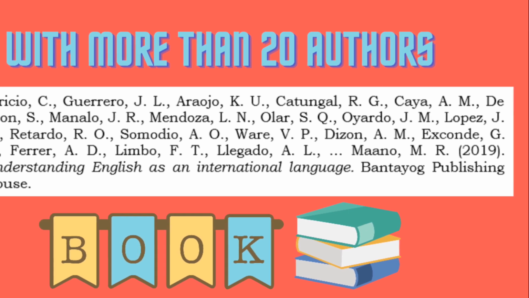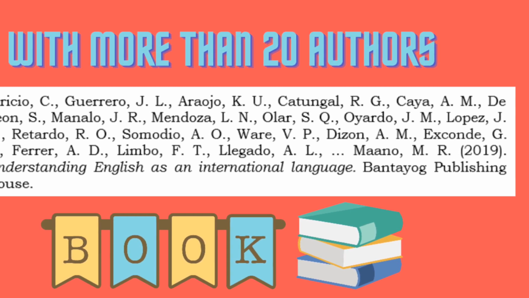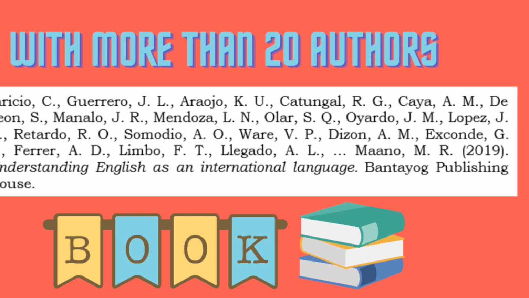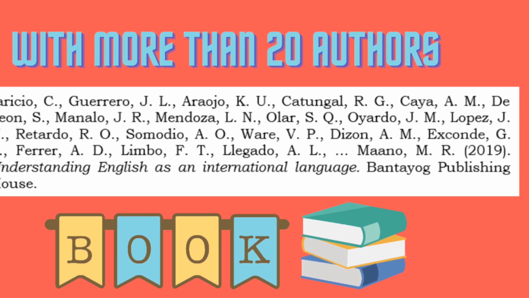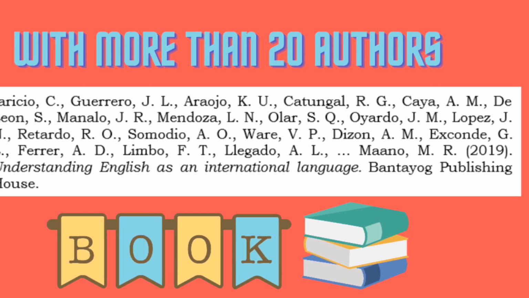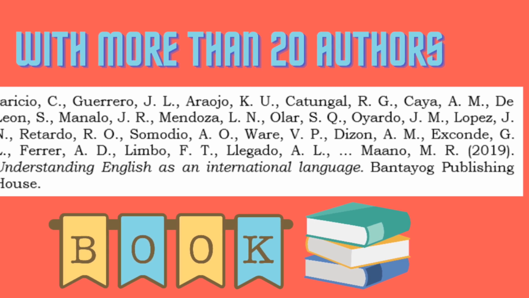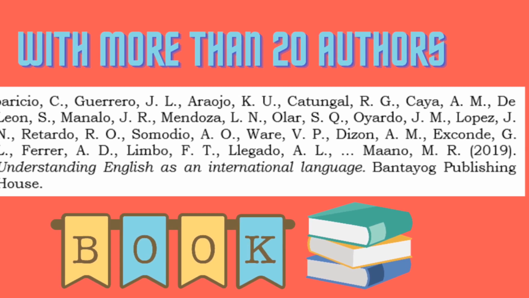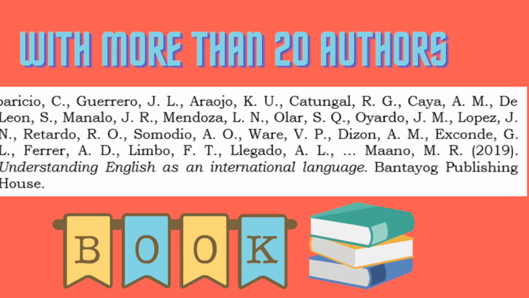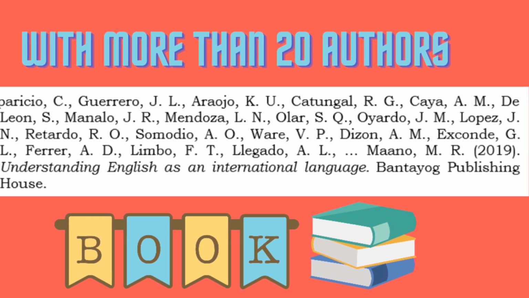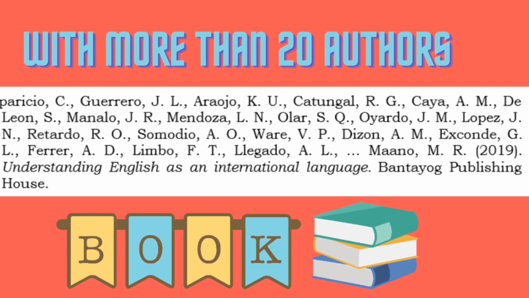How about when there are more than 20 authors? What do we do? We write the names of the first 19 authors followed by an ellipsis and then the last author. Ellipsis class. Ellipses are the 3 consecutive dots. We have an example here. So let's count the authors.